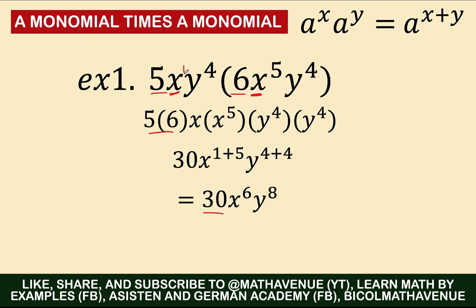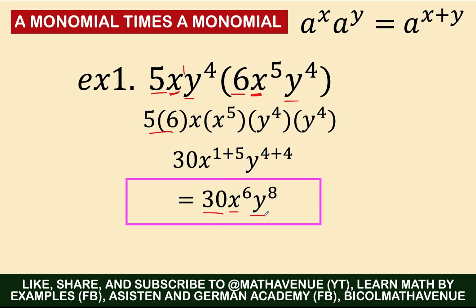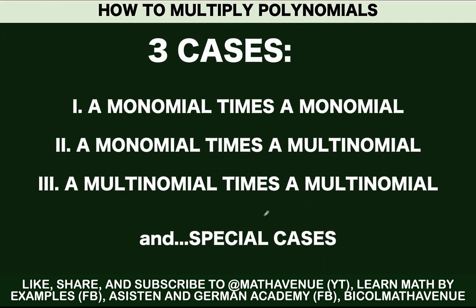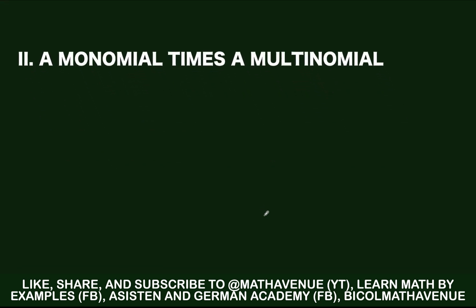The exponent here is 1, so copy the common variable x and you add the exponent 1 plus 5 to get the 6. Then go to the y. The exponent is 4. Here, the exponent is 4. You add 4 plus 4, and that's 8. So you now have here y to the 8. That's how you multiply a monomial times another monomial. Let's go to case number 2. A monomial times a multinomial.